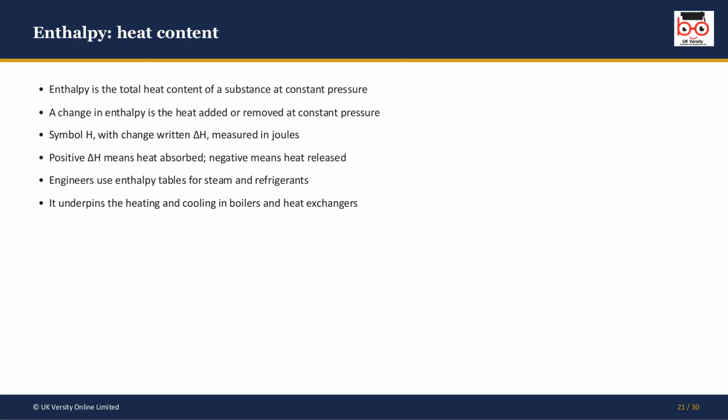Let me introduce enthalpy, which is a measure of the total heat content of a substance at constant pressure. A change in enthalpy is the heat added or removed while the pressure stays constant. We give it the symbol H and write a change as delta H, measured in joules. A positive delta H means heat has been absorbed, a negative one means heat has been released. Engineers lean on enthalpy tables for steam and refrigerants, and it's the quantity underlying the heating and cooling that goes on in boilers and heat exchangers.